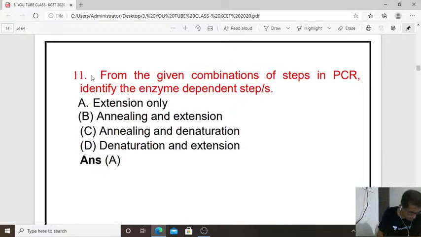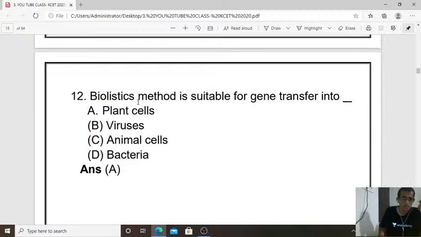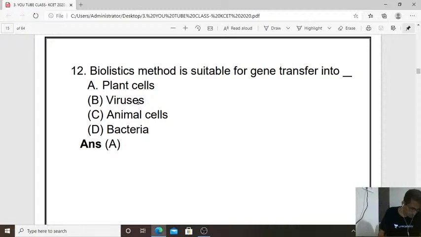Next, the 11th one. Yes, you are right, Manohar. Next, question number 11. From the given combinations of steps in PCR, polymerase chain reaction, identify the enzyme dependent steps. So the answer is extension only. The options are annealing and extension, annealing and denaturation, denaturation and extension. Extension depends upon the enzyme. The answer is A for the 11th one. Then the 12th question, question number 12.